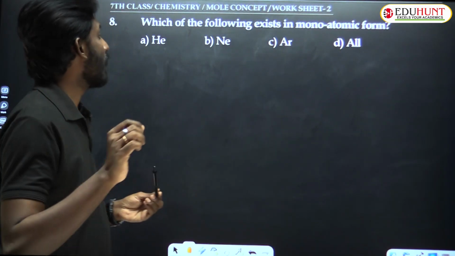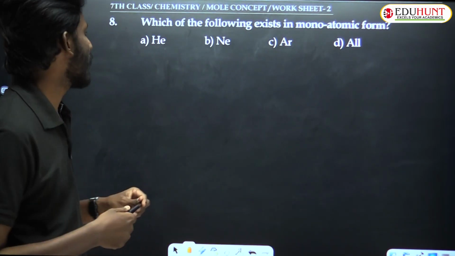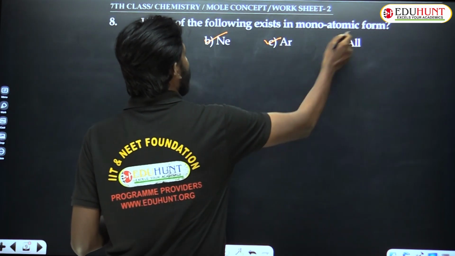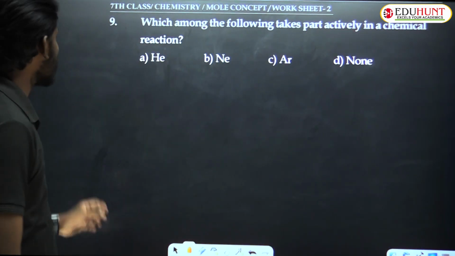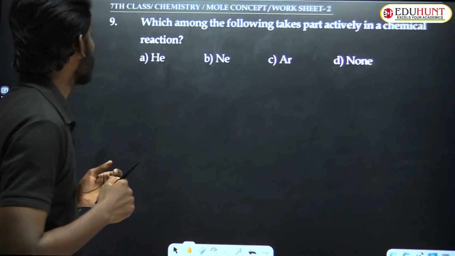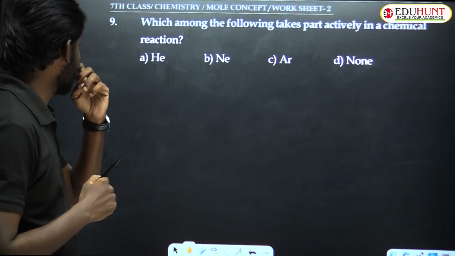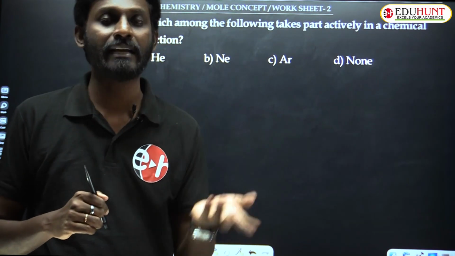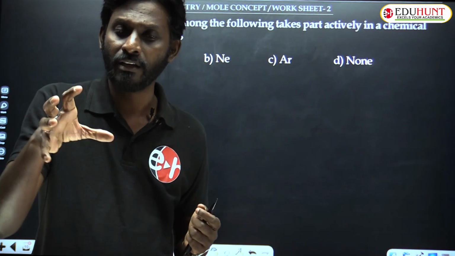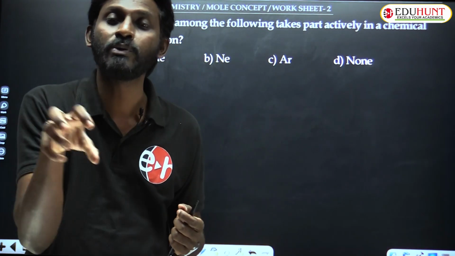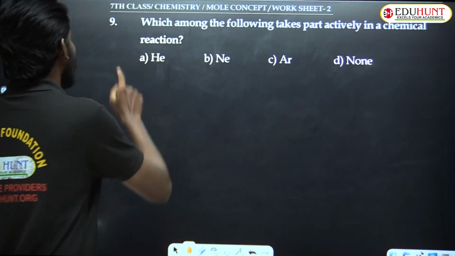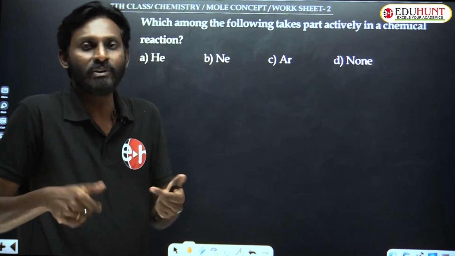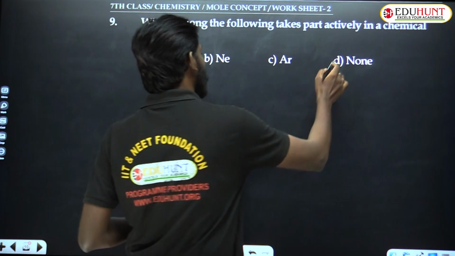Which of the following exist in monoatomic form? Monoatomic means inert gases, monoatomic gases: helium, neon, argon, all is the best option. Next, question number 9. Which among the following takes part actively in a chemical reaction? We know that these monoatomic gases are otherwise called inert gases because those atoms are already stable. They won't participate in reactions. So helium, neon, argon, all the 3 are monoatomic gases, inert gases. They won't take part in the reaction. So none is the best option.